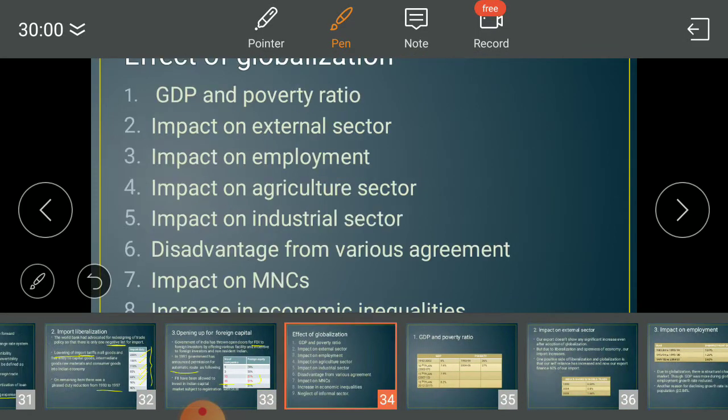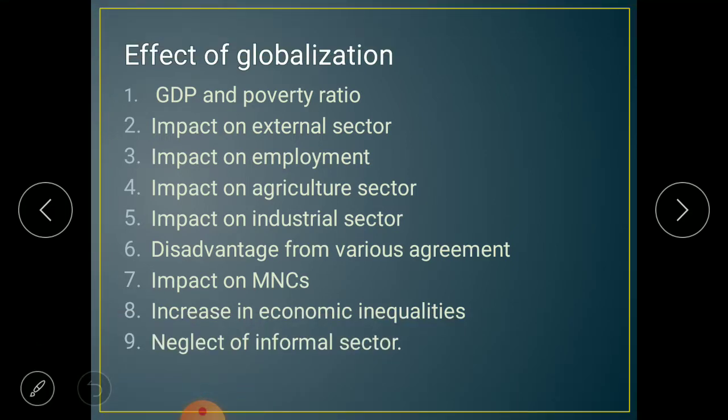If we overall evaluate the effect of globalization, then in GDP and poverty ratio we have a favorable impact, and on the external sector we have a nullify effect because import increased and export doesn't increase. So no negative and no positive, a nullify effect is there. Impact on employment, earlier employment increased, then later on employment reduced. So again we can say nullify effect on the employment sector. Impact on agriculture sector, yes, we have a positive impact because now we got freedom to export our agrarian items. Impact on industrial sector, totally negative impact because industries are not able to face competition with MNCs.